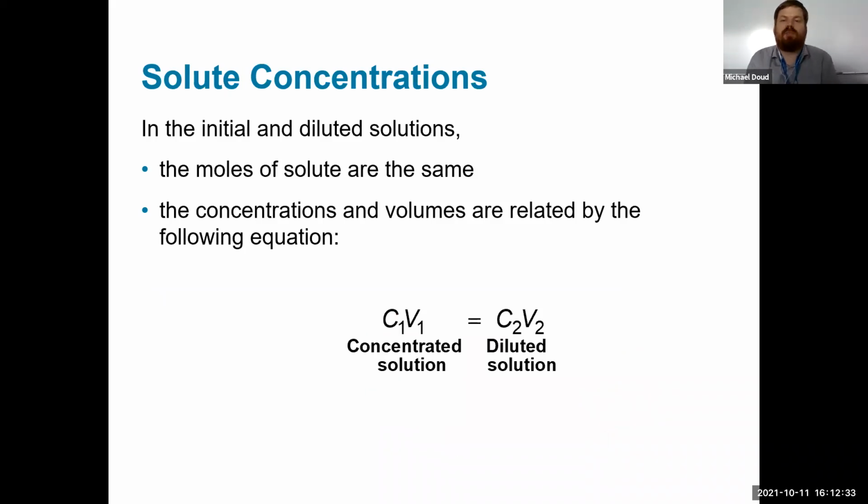Now, the relationship between the initial and final concentrations works like this. The initial concentration times the initial volume is equal to the final concentration times the final volume. And this is true for any concentration and any volume unit. So whether you're using mass percent or molarity, and whether you're using milliliters or liters or gallons, for all I care, this works exactly the same way.